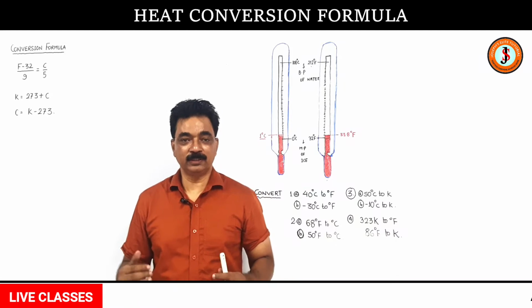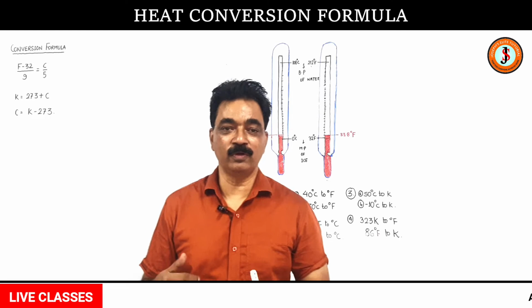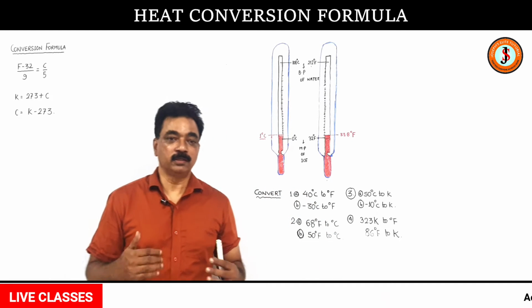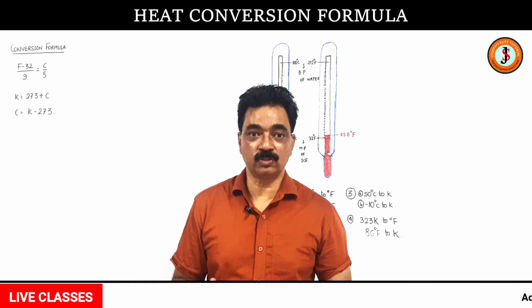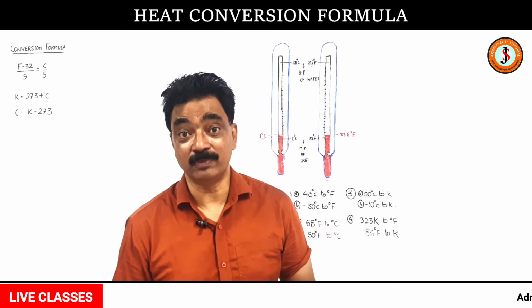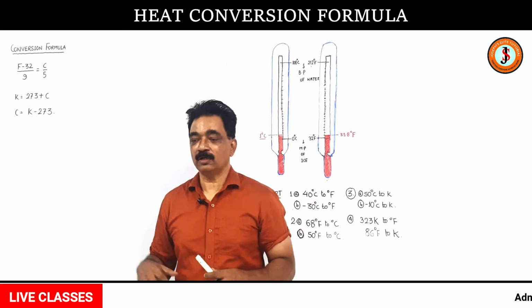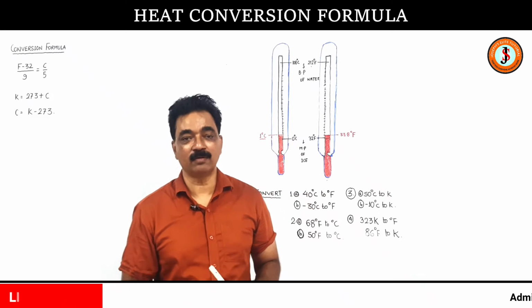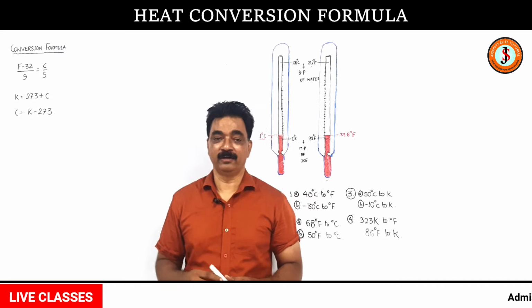Hello students, so here I am Sanjay Joseph, now going ahead with the chapter heat, and today we are going to learn about the calculation based on conversion of different temperatures in different temperature scales. So there are two main types of temperature scales. Number one is the degree Celsius and number two is the Fahrenheit.